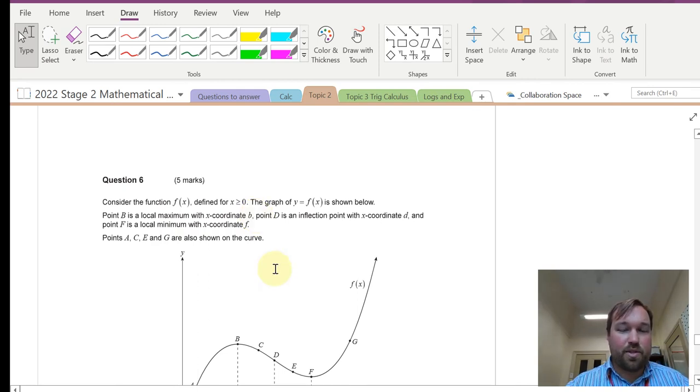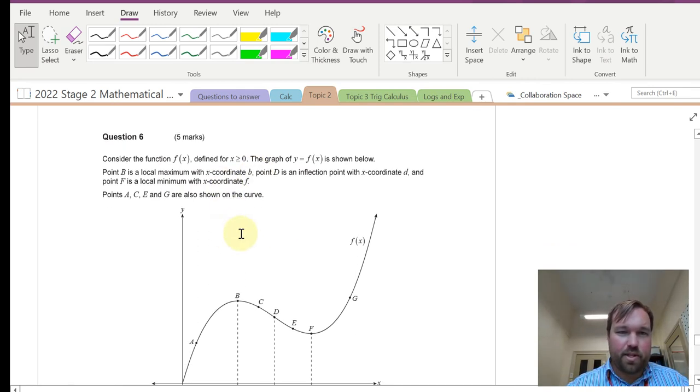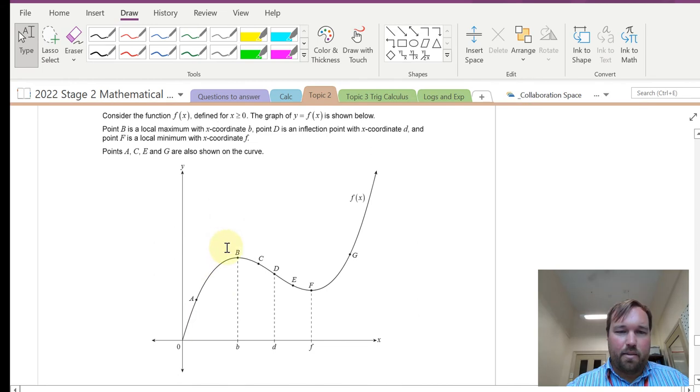By now, these questions all start looking very similar, so I'm hoping you're starting to recognize patterns to them. A, B, C, D, E, F. Shut up, phone. B is local maximum, D is an inflection point, F is a local minimum.